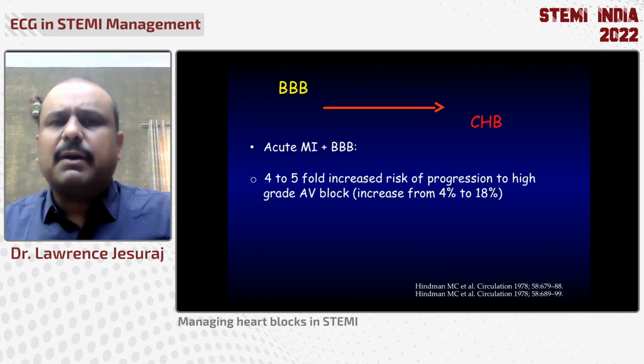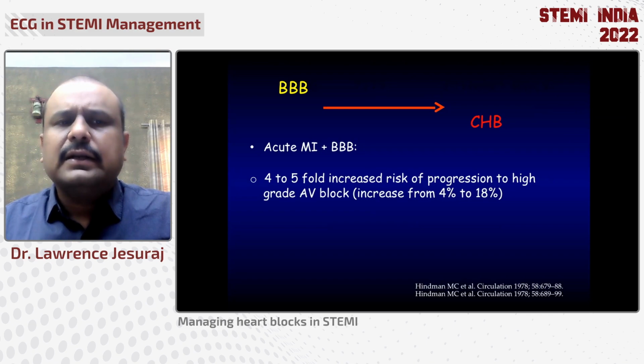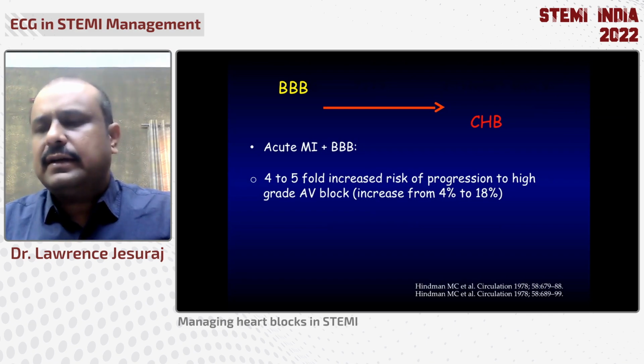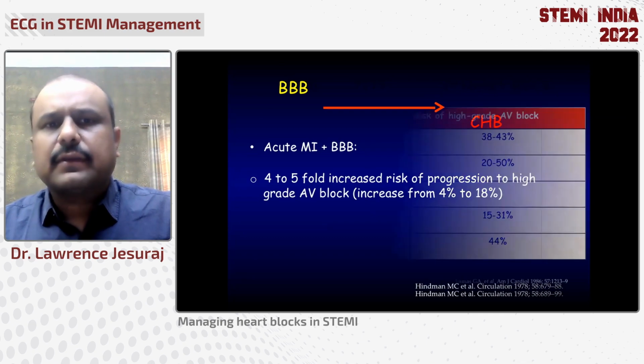Is there any chance that bundle branch block can progress to a complete heart block? If a patient has an acute MI and bundle branch block, there's a 4 to 5-fold increased risk of progression to high-grade AV block. It's around 4 to 18%.